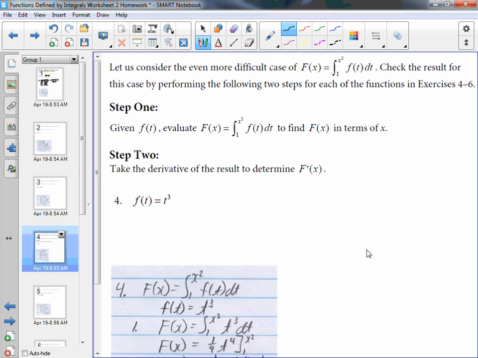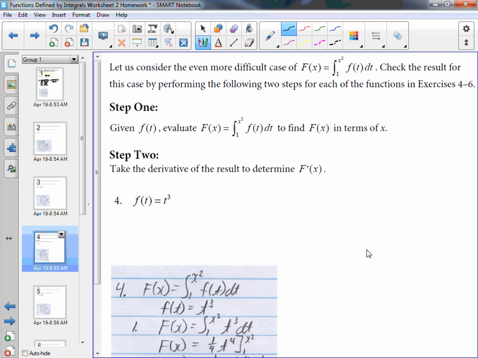So, let us consider the even more difficult case of capital F of x equals the integral from 1 to x squared of f of t dt. On this one, the short version is that the second fundamental theorem of calculus requires us to chain rule it. But they still want us to do the same idea.